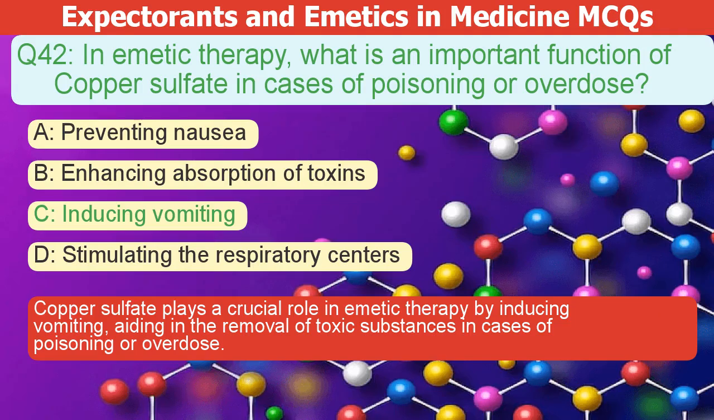The correct answer is C. Copper sulfate plays a crucial role in emetic therapy by inducing vomiting, aiding in the removal of toxic substances in cases of poisoning or overdose.